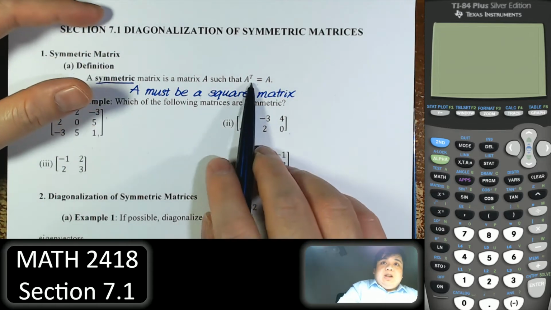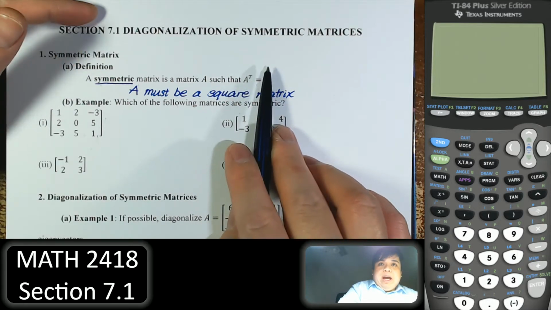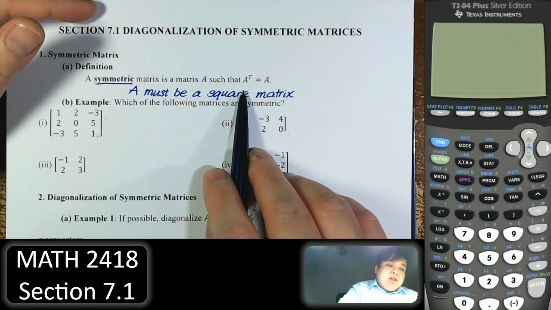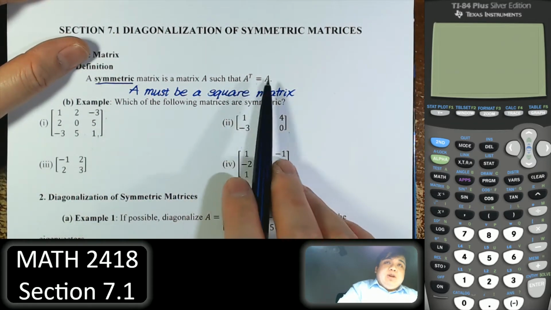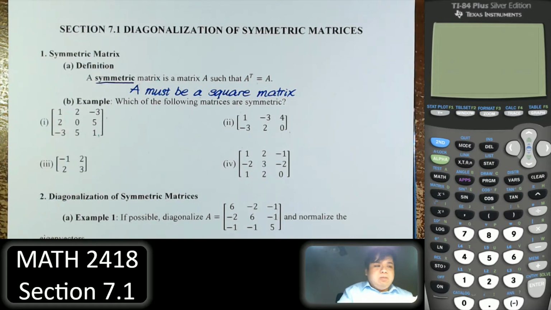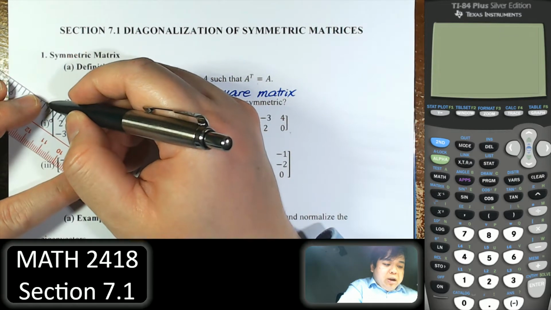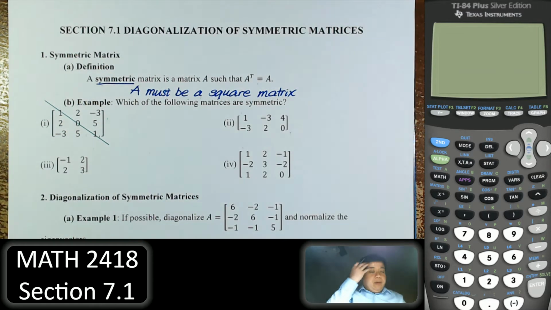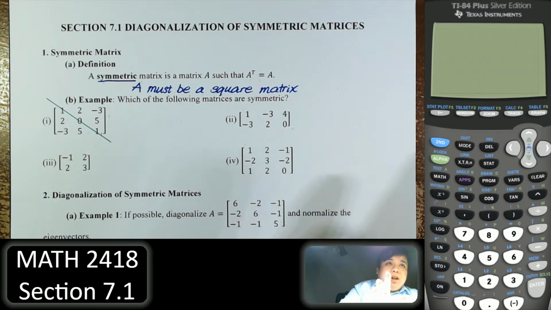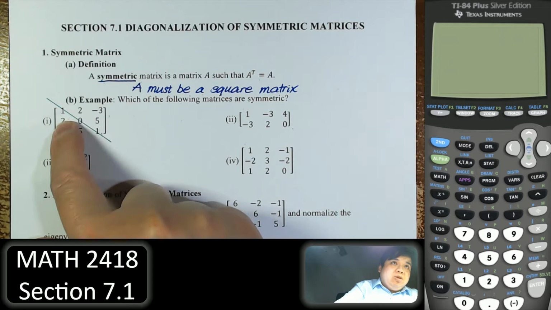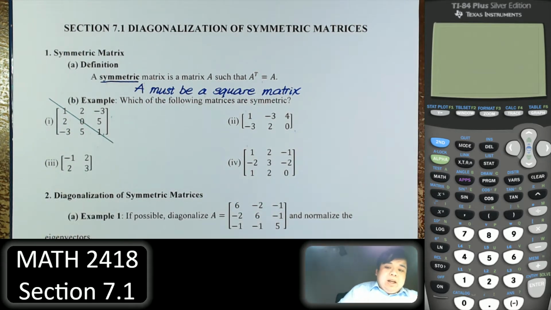Because if it's not, the dimensions will not match. If we have m by n, then the transpose will be n by m. It will not match, so it has to be a square matrix. Same number of rows, same number of columns, and then A transpose equals A. The reason we call it symmetric is that the entries are symmetric across the diagonal. As you see, the entries on the diagonal are fine, but 2 and 2 are symmetric, -3 and -3 are symmetric, 5 and 5 are symmetric. So that's why we call it a symmetric matrix.